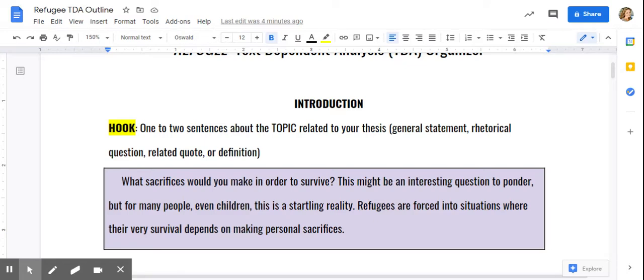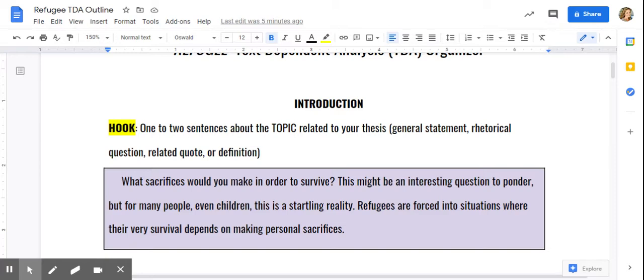So you kind of need to know what the theme that you see in all 3 stories is, so that you know what that topic is. It could be family, sacrifice, loss, courage. So 1 to 2 sentences related to that topic, and it can be a general statement, okay? Something very broad. You don't get into the details of the book.